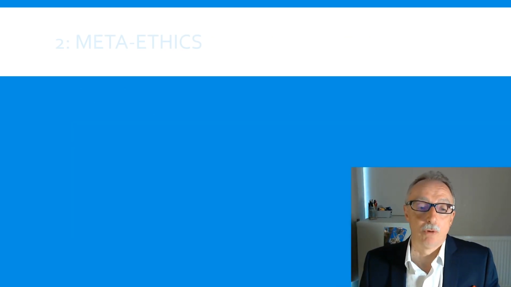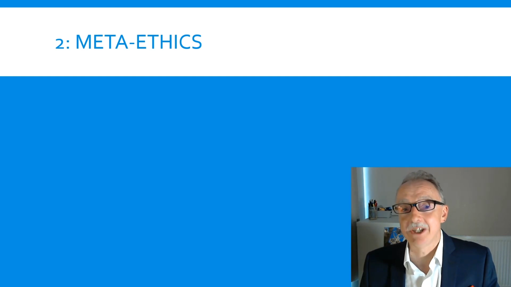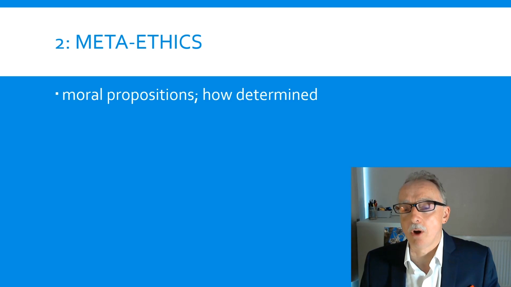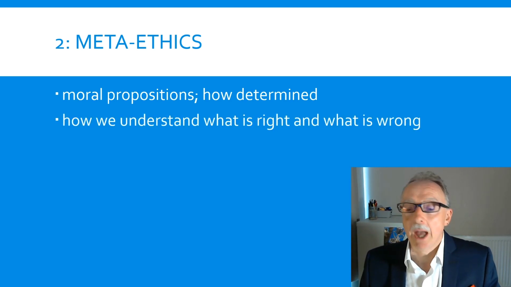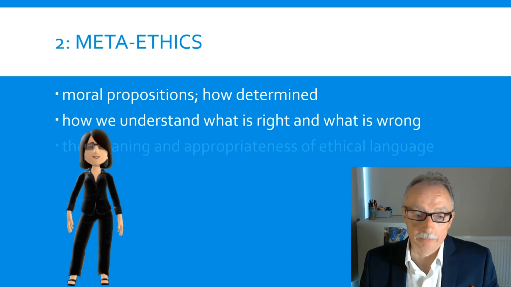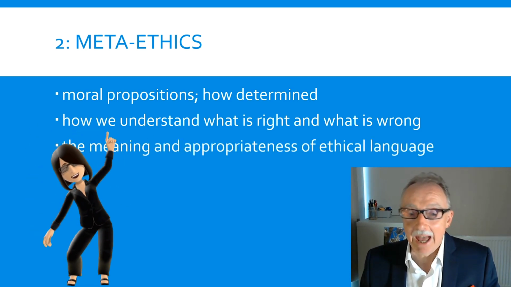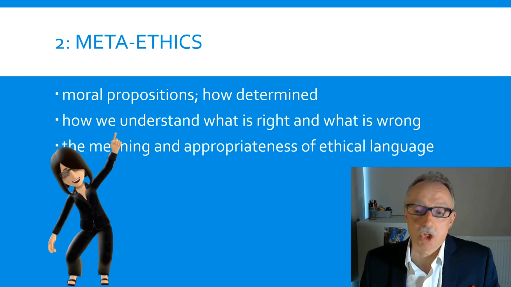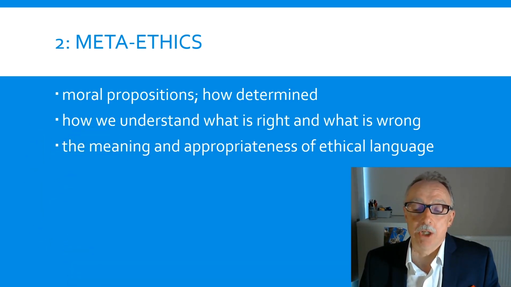Then the next topic in looking at ethics and morality is the subject of meta-ethics. In other words, moral propositions and how they are determined, and how we understand what is right and what is wrong. And then finally, the meaning and the appropriateness of ethical language. And that in a nutshell is what meta-ethics is all about.